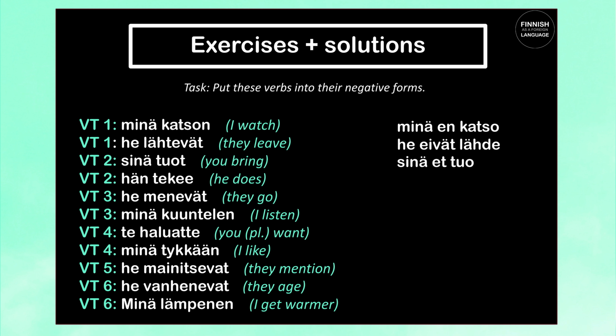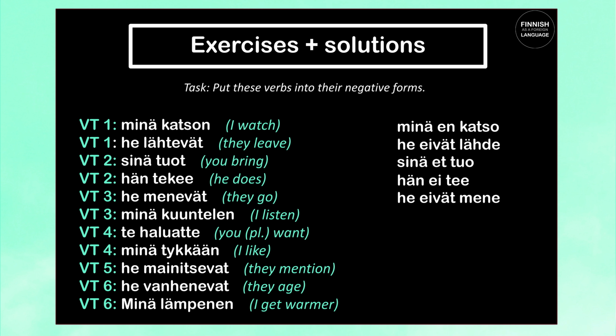Next one, verb type 3. Hän tekee means he or she does. The negative form is, that's right, it's hän ei tee. Hän ei tee, which means he or she doesn't do. This verb is, by the way, an irregular one. Its basic form is tehdä. Alright, next one, verb type 3. He menevät means they go. The negative form is, yes, it's he eivät mene. He eivät mene. They don't go.